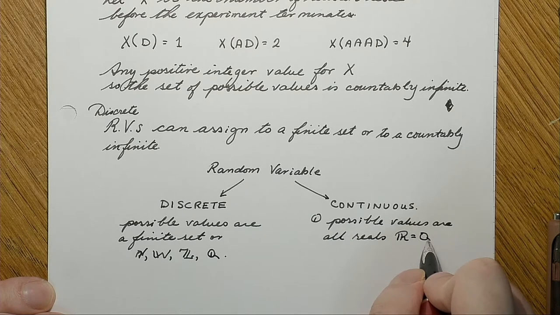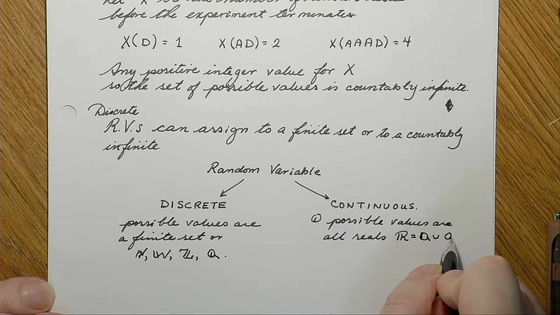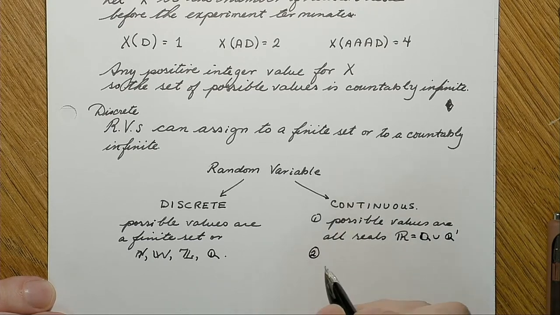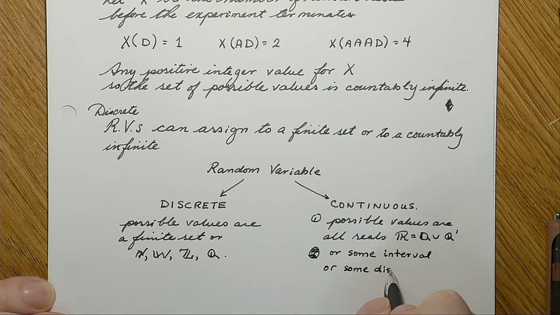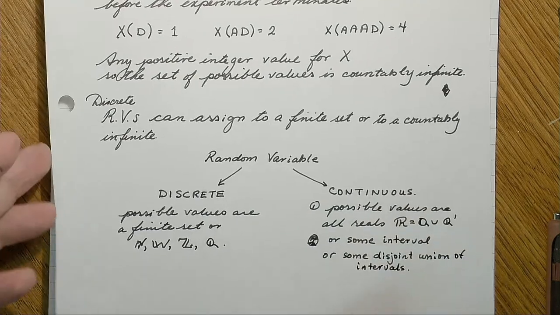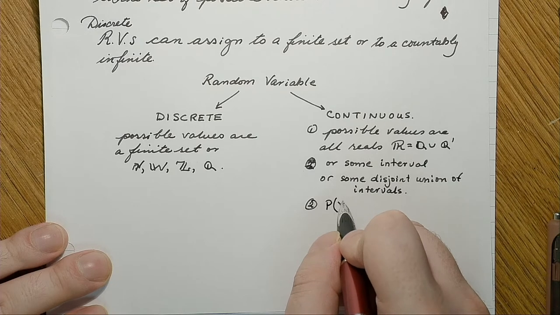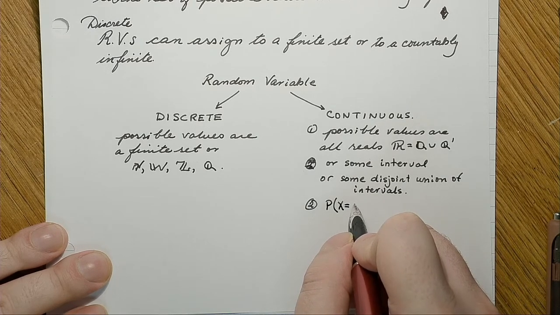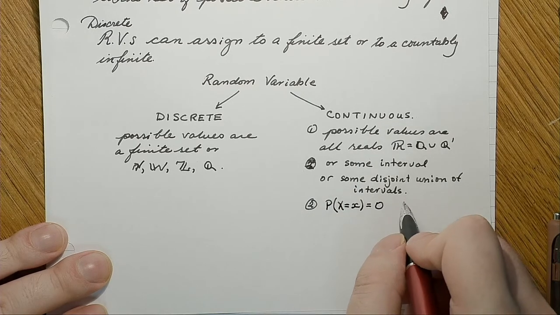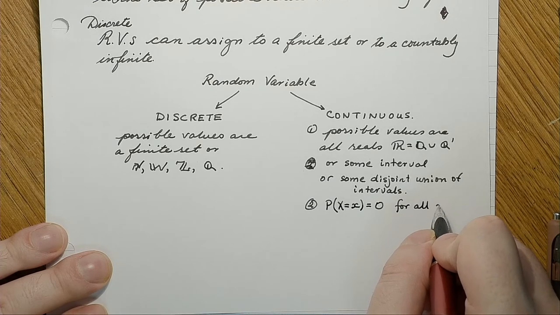So the reals are again the union of the rationals with the irrationals. Or some interval, or some disjoint union of intervals. And interestingly enough, the probability of X equal to some particular value, let's say little x, is equal to zero for all x.